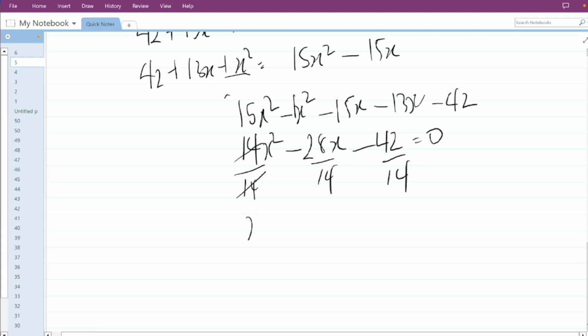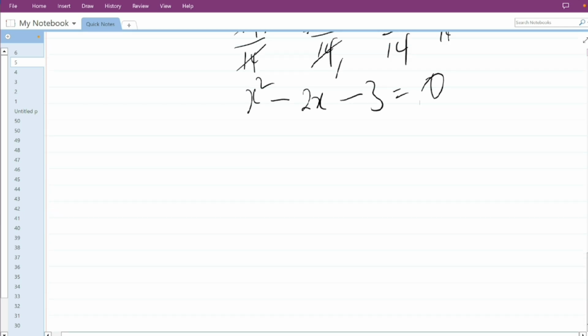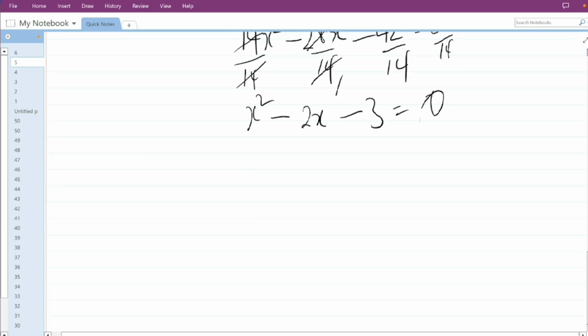14 cancels 14, we have x squared minus 14 here is 1. 14 in 28 is 2, so we have 2x. Minus 14 divided by 42 will give you 3. You can say 0 over 14, which is still 0. Now that we brought it down to the lowest term, we can solve the quadratic equation.